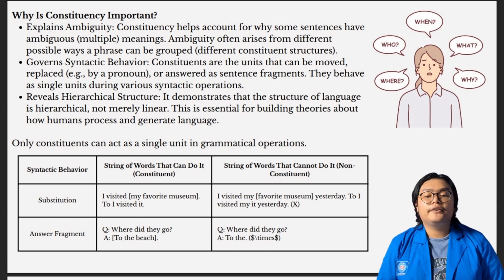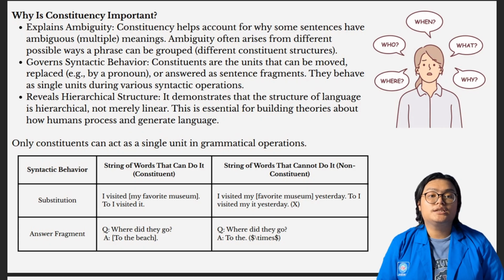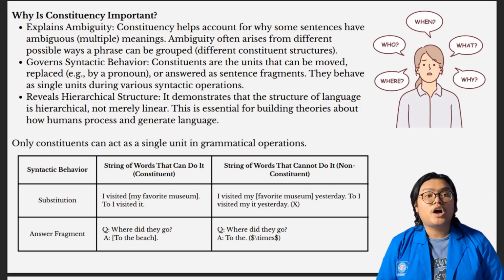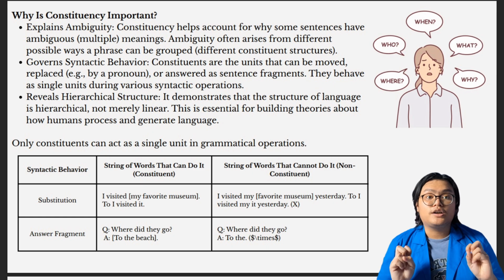And three, it reveals hierarchical structures. It demonstrates that the structure of language is hierarchical, not merely linear. This is essential for building theories about how humans process and generate language. Only constituents can act as a single unit in grammatical operations. For syntactic behavior, take substitution: a string of words that can be replaced is a constituent.